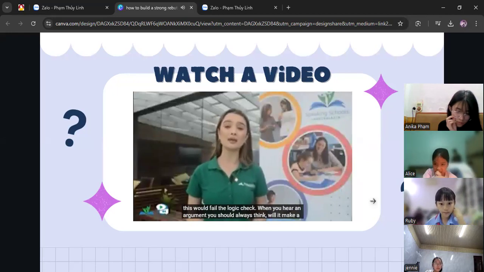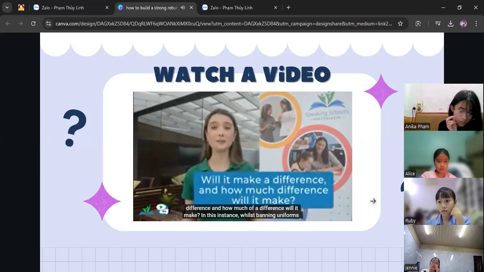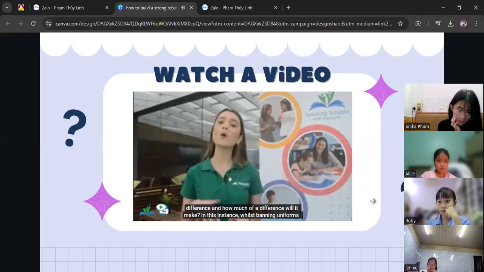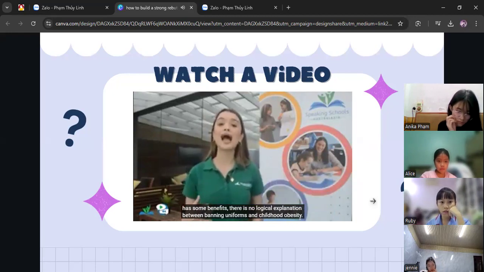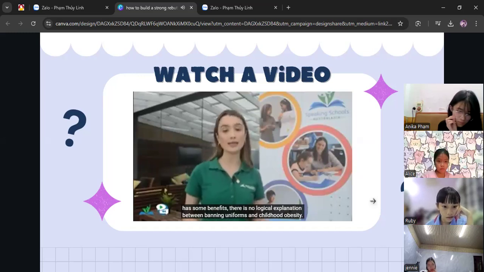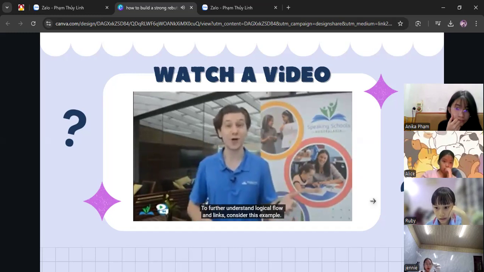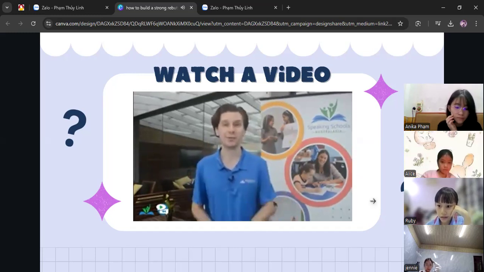When you hear an argument, you should always think, will it make a difference and how much of a difference will it make? In this instance, whilst banning uniforms has some benefits, there is no logical explanation between banning uniforms and childhood obesity. To further understand logical flow and links, consider this example.